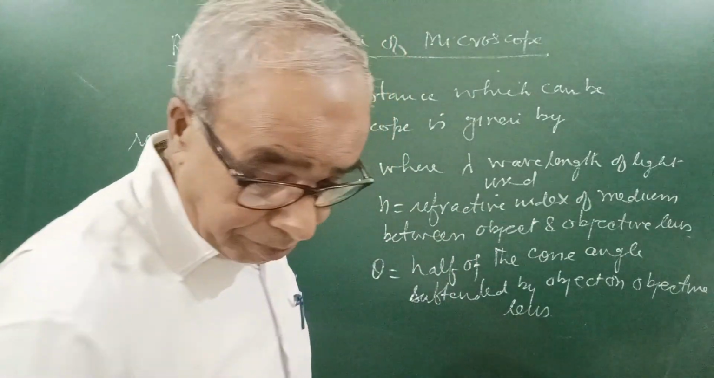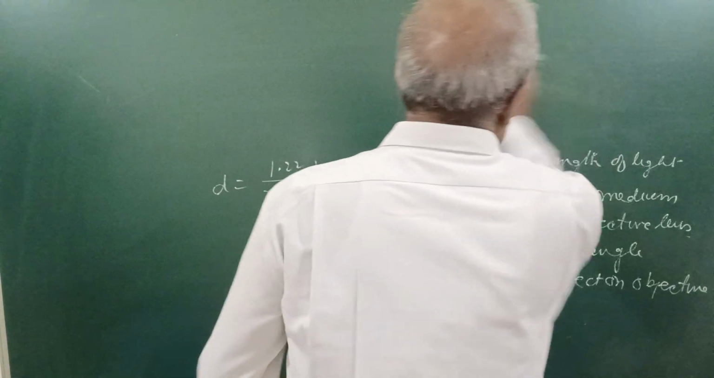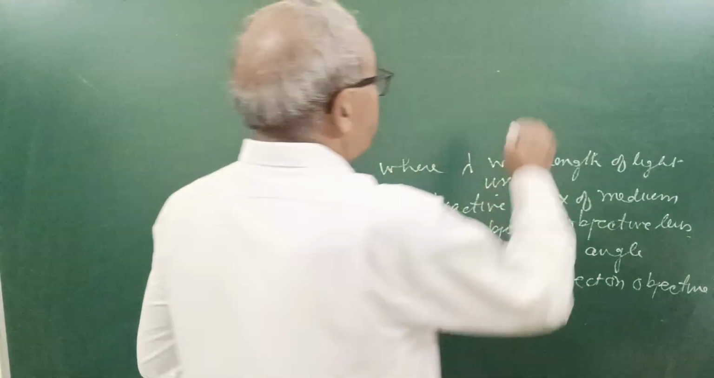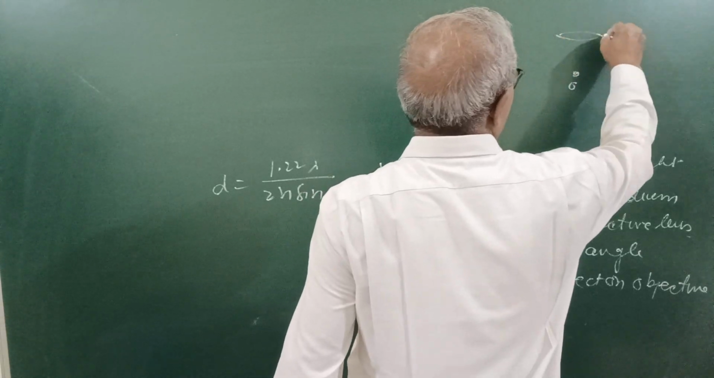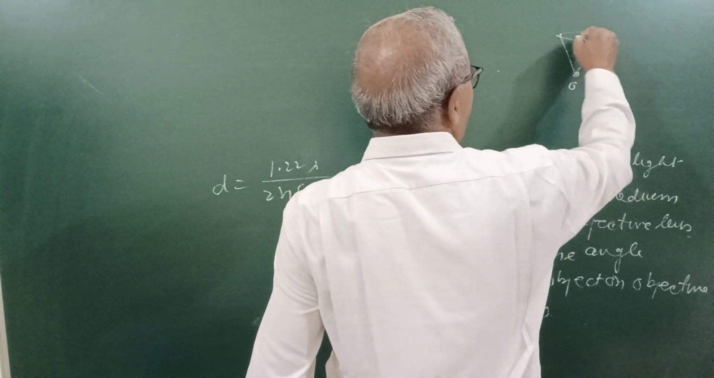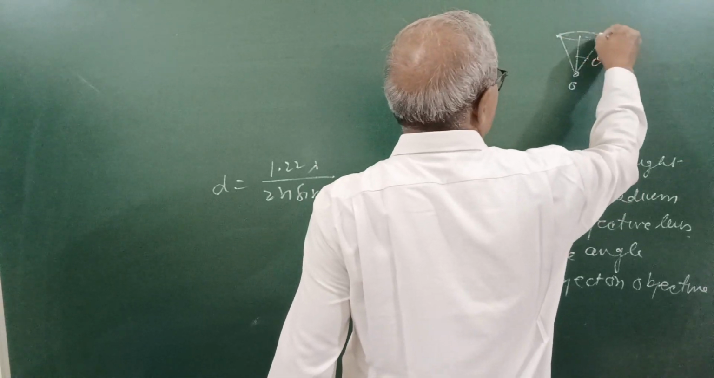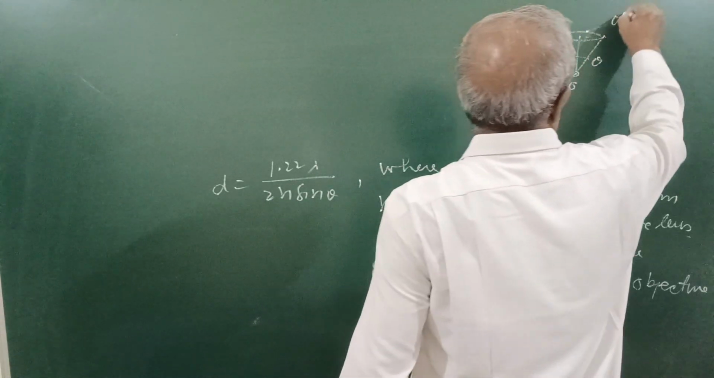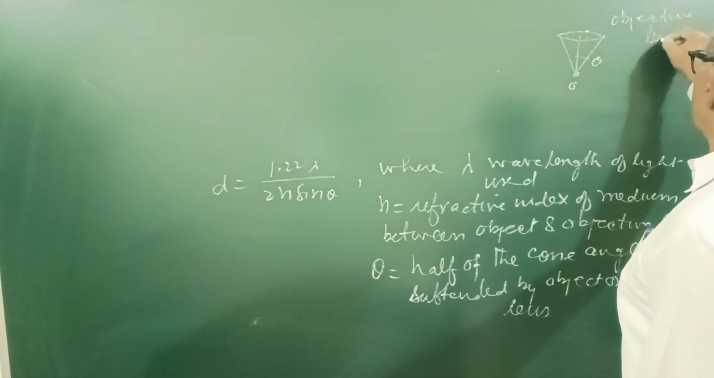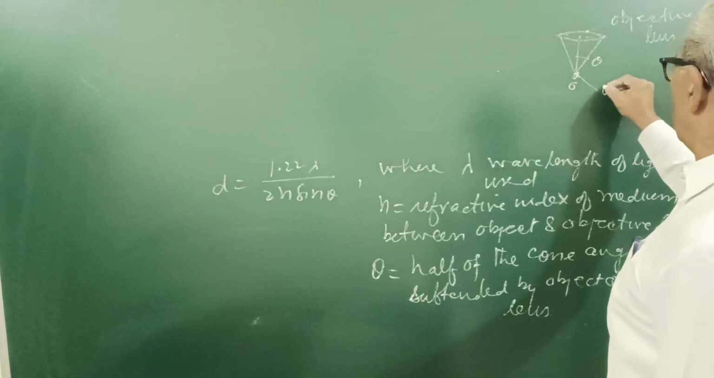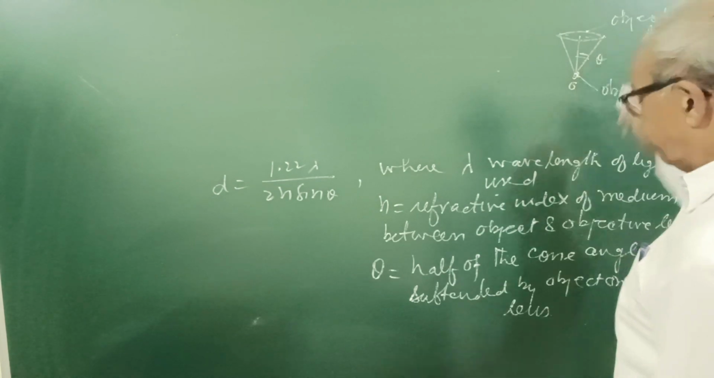How? This theta, it is the object here, it is the objective lens, this is the cone angle. So this theta, here is the objective lens, this is the point object O, so this theta is the half angle.